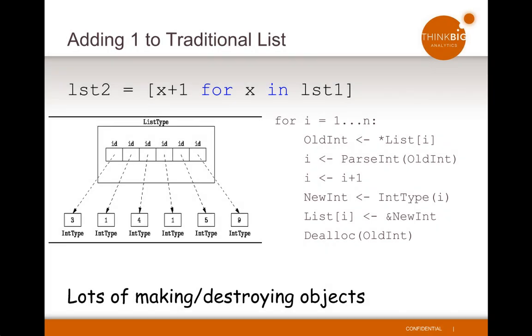And if you want to just add 1 to every element in this list, what you have to do is loop through the list of pointers. For each pointer, you go to the int type object that it points to. You figure out, okay, this actually is an integer, because in Python it could have been a string. You parse out the integer from that object, add 1 to it, create a new integer object, point the original pointer back to this new object, and then flag the original one for deallocation. There is a lot of overhead here.